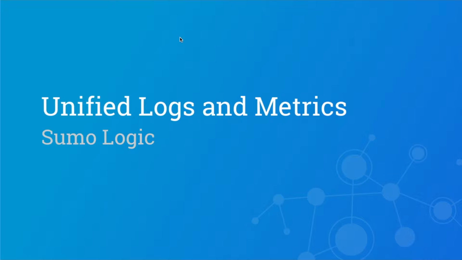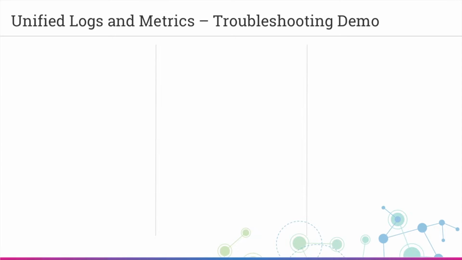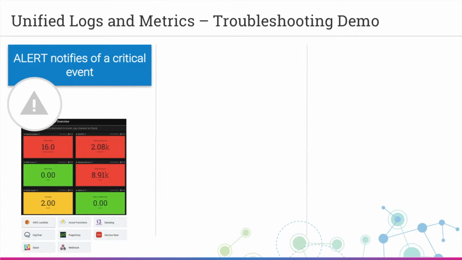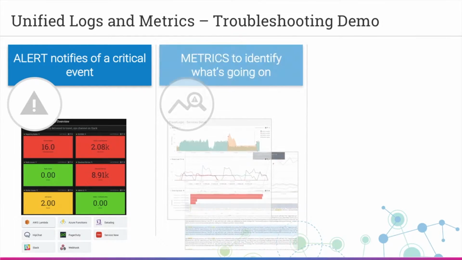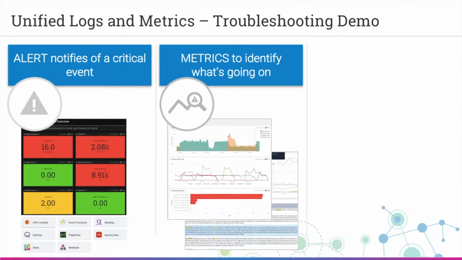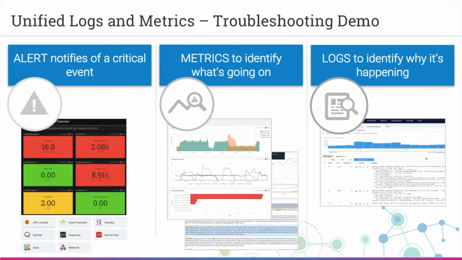Today I'm going to walk you through a scenario that highlights the benefits of a solution that analyzes both logs and metrics. This demo will show you how a unified logs and metrics solution can reduce your troubleshooting time. First, we'll use alerts to notify a user of a critical event. The alert will direct us to a metrics dashboard that helps us identify what is going on. Lastly, we'll dive into the relevant logs to identify why this is happening.